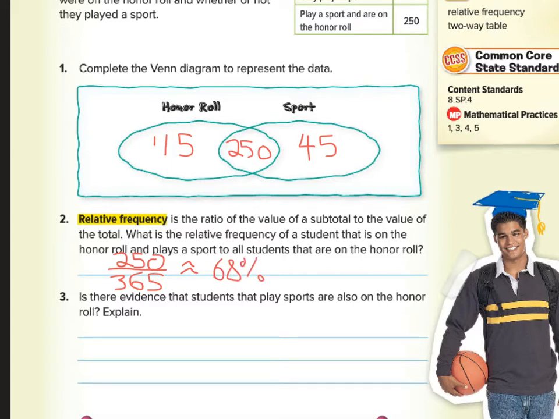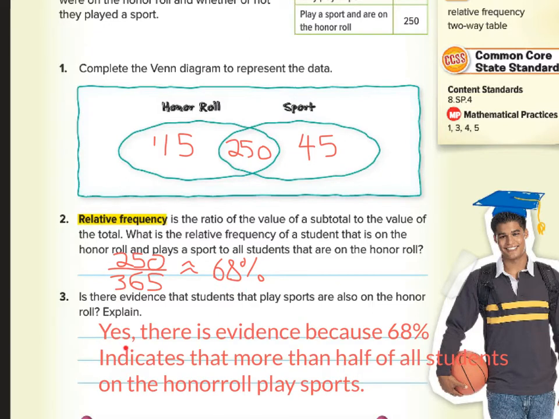And now we're going to use that ratio to answer the next question. Is there evidence that students that play sports are also on the honor roll? Well, sure, there is, because like we said, that's about 68%, which indicates that more than half of all the students on the honor roll also play sports, more than half of them. So what do we write? We would write that yes, there is evidence, because 68% indicates that more than half of all students on the honor roll play sports.